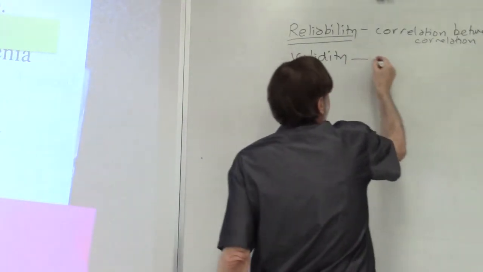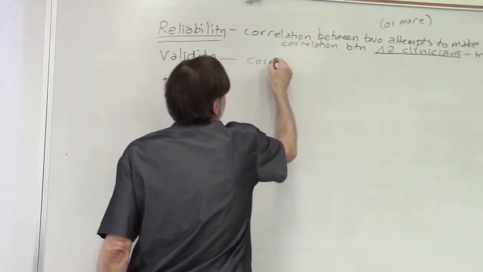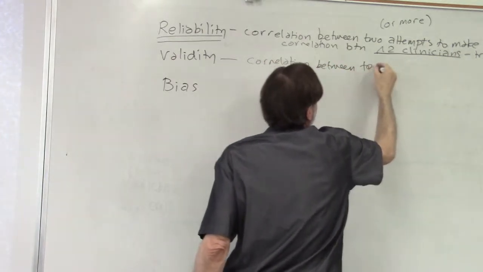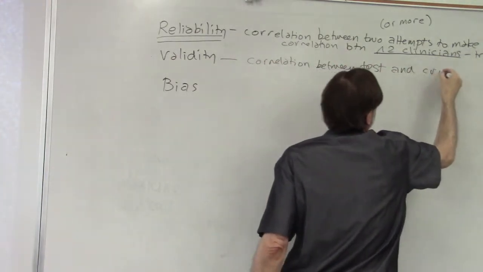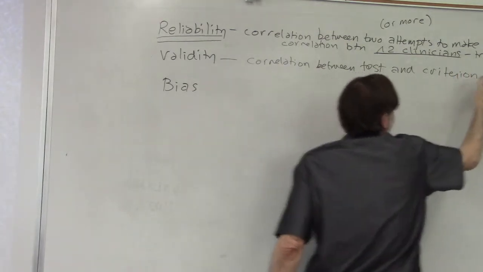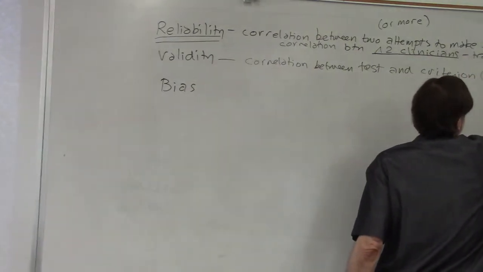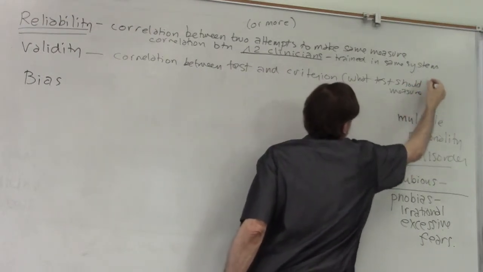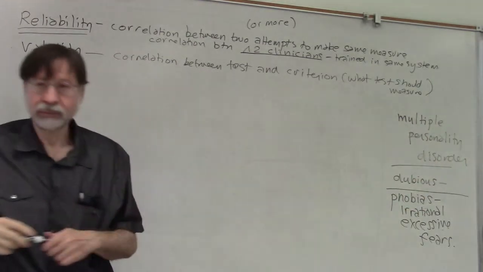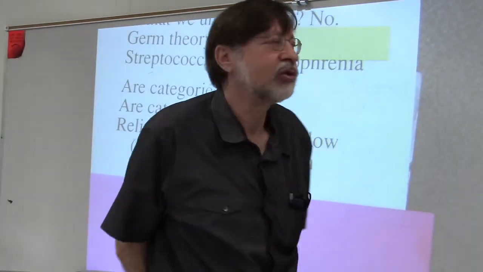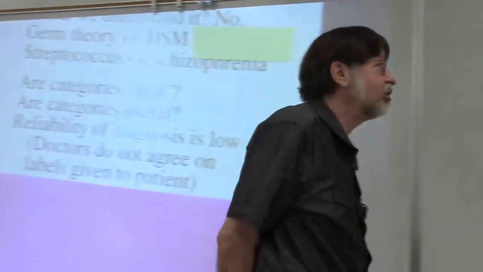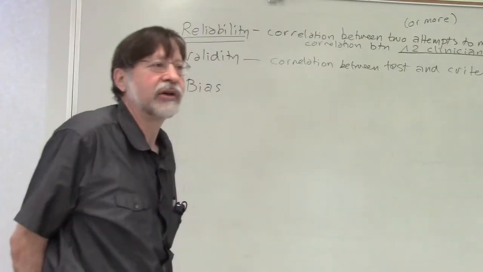Now, validity is the correlation between the test and the criterion. In other words, what the test was supposed to measure. So imagine an early pregnancy test that you can buy at the store for only $25. You urinate on this stick and you see if something changes color, and if it changes color it means you're pregnant.